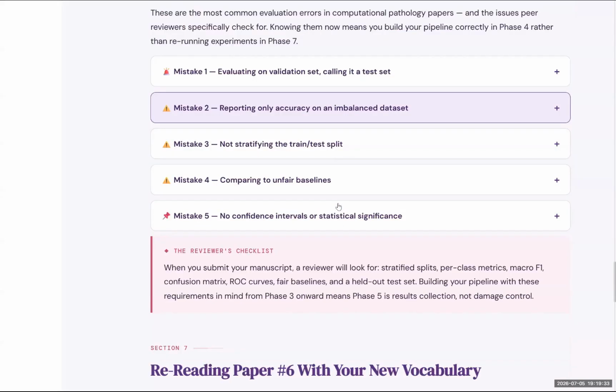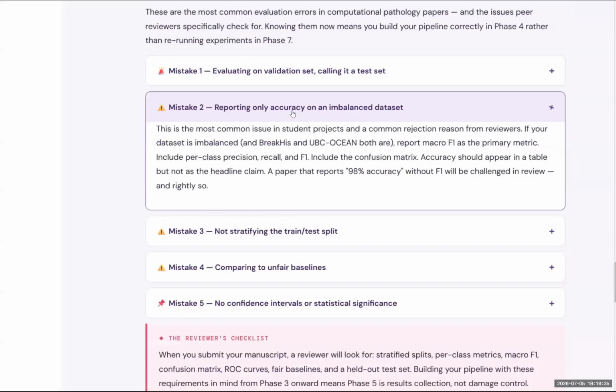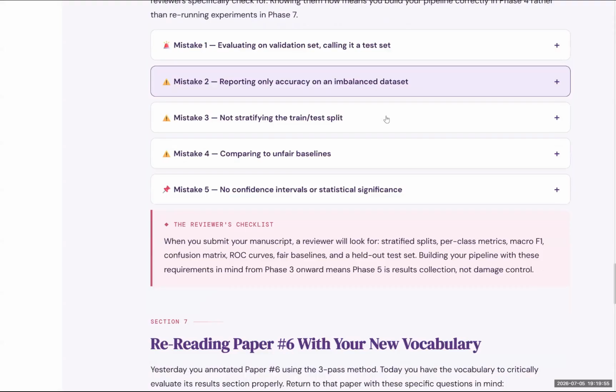Okay, so we don't want the images to be leaking. Mistake: reporting only accuracy on an imbalanced data set. I have already explained this from the very beginning of this session on evaluation metrics: if your data set is imbalanced, don't report accuracy alone. You need other metrics also.